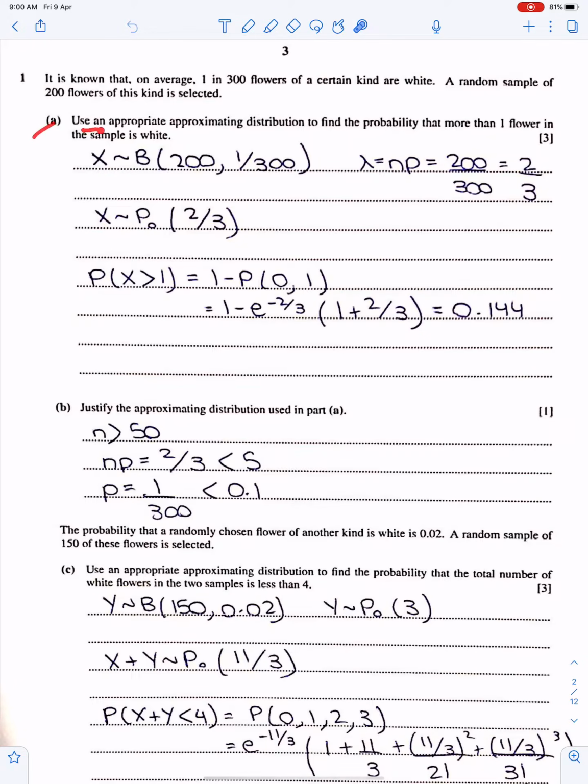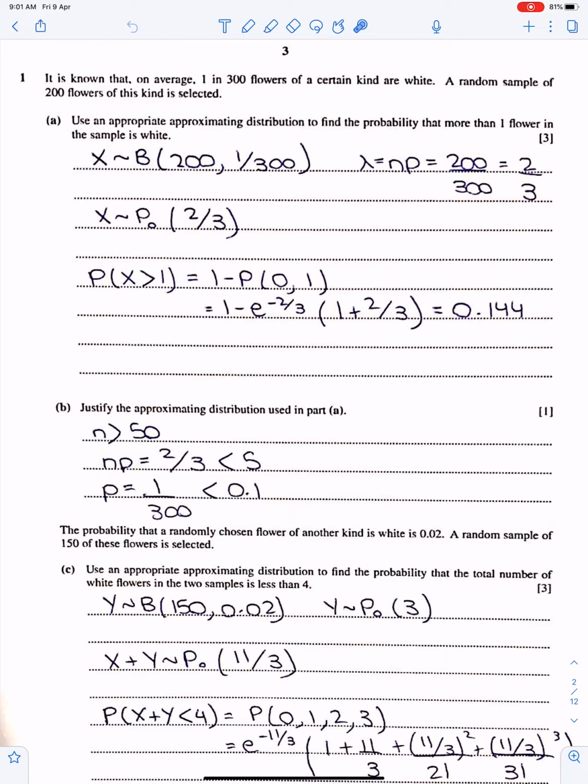Part A. Use an appropriate approximating distribution to find the probability that more than one flower in the sample is white. So we have to use Poisson distribution, and for that we need the mean of binomial because the lambda of Poisson is the mean of Poisson. So this is the mean of binomial. So first get np. This is np, 2 upon 3. This is n and this is p. So X is approximately Poisson. More than 1 means 1 minus 0, 1. Because this one is exclusive, so this must be inclusive here.